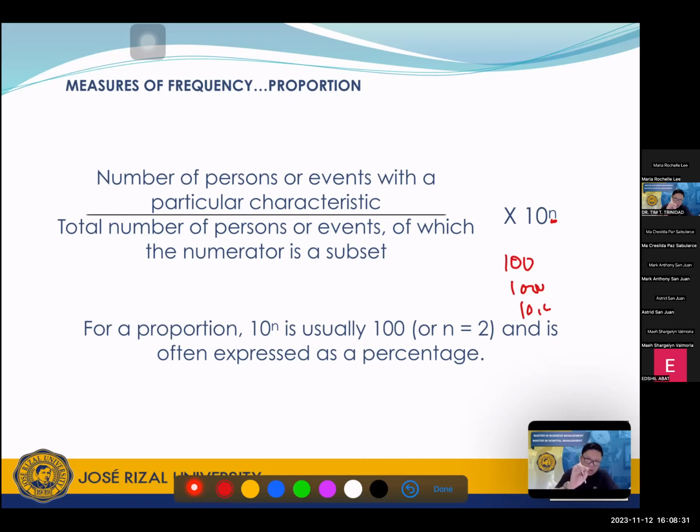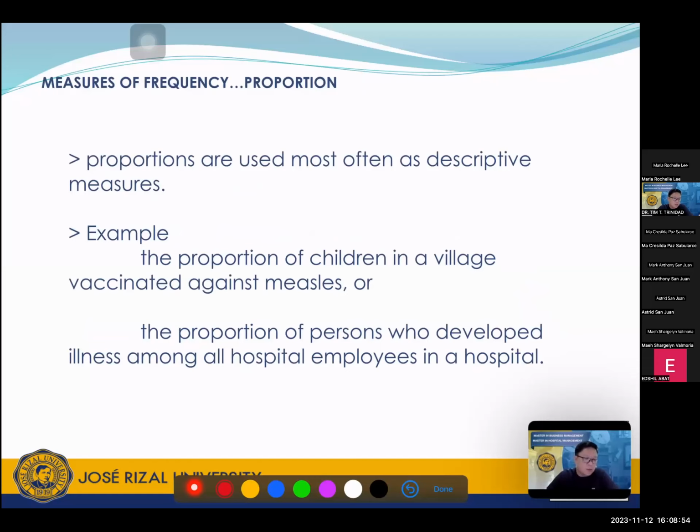Kasi kung ang decimal point mo is 0.000001, okay, you have to reduce it into smaller portion para ma-analyze mo. And if you want to be in the value of 2 decimal points, which is equivalent to percentage, you use 10 to the second power, which is equivalent to 100. Okay. So proportions are used most often as descriptive measures. Okay, examples: the proportion of children in a village that are vaccinated against measles, or the proportion of persons who develop illness among all hospital employees in the hospital.